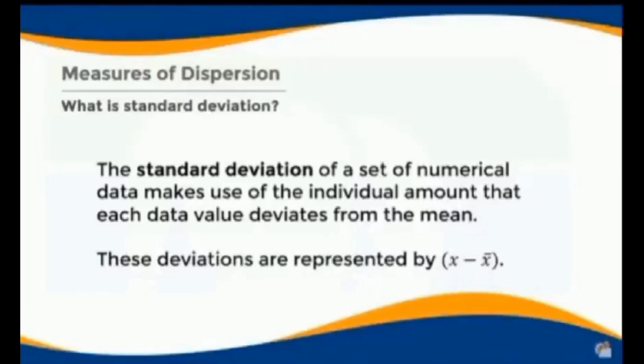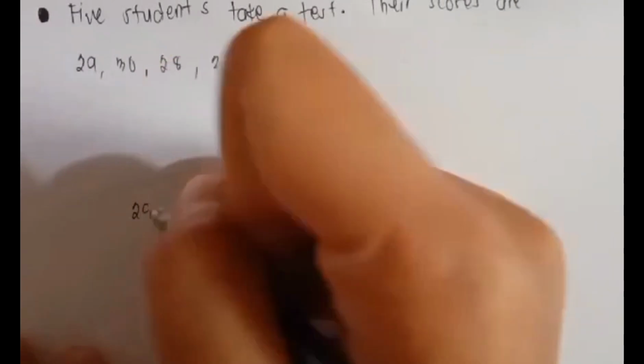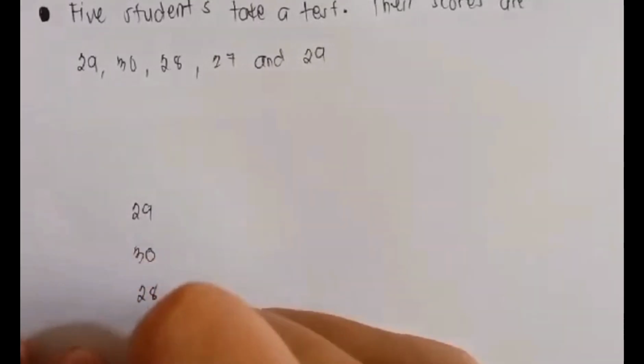So let's proceed to measures of dispersion: standard deviation. The standard deviation of a set of numerical data makes use of the individual amount that each data value deviates from the mean. That is also the square root of the variance. And to fully understand, we have an example. 5 students take a test and their scores are 29, 30, 28, 27, and 29. First, write the scores 29, 30, 28, 27, and 29. Then label it X sub i.